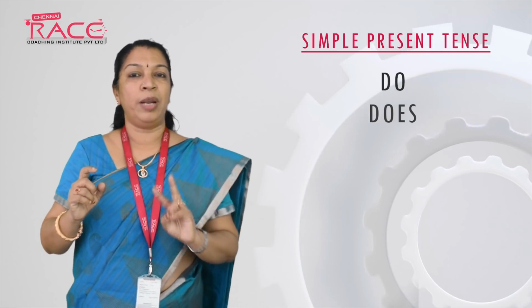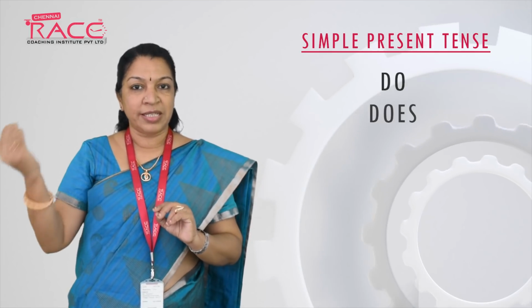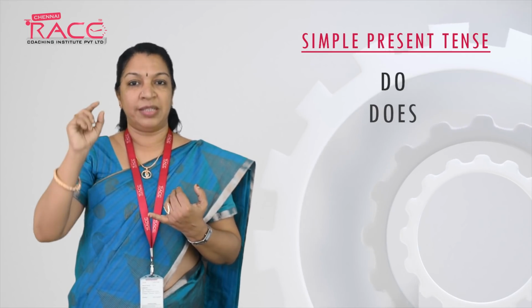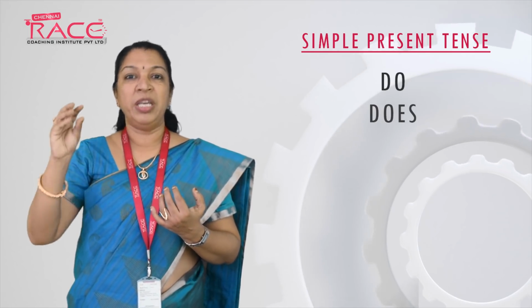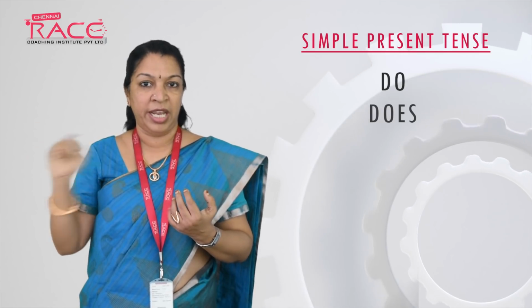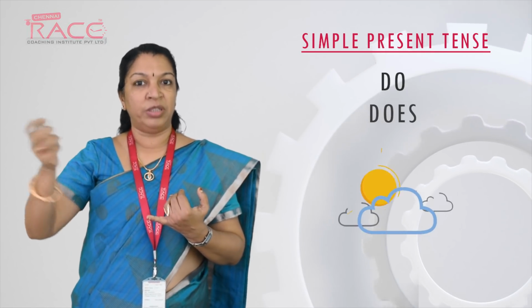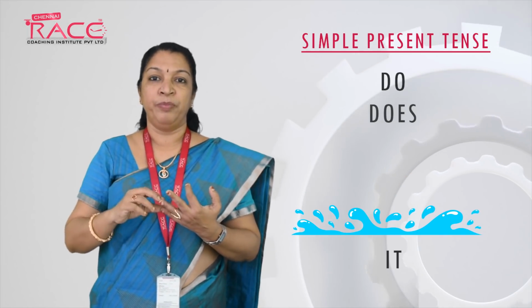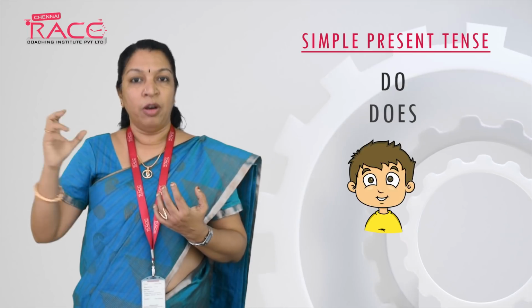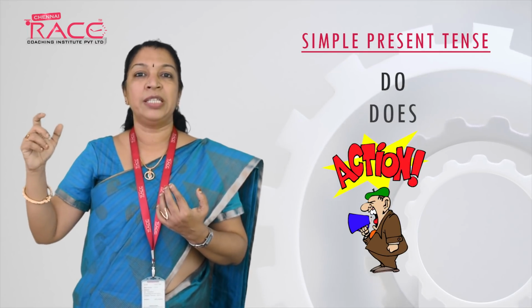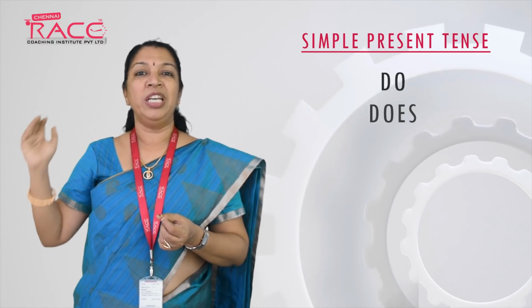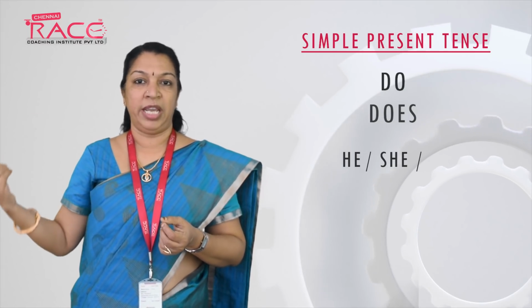So why are there two helping verbs? Because here the subject verb agreement is also very important. So wherever the subject is singular, coming under he or she or it. For example, we are talking about the sun or the water. These two come under it. Whereas if we talk about a boy or a director or a policy or a program, etc., they are all singular coming under he or she or it.